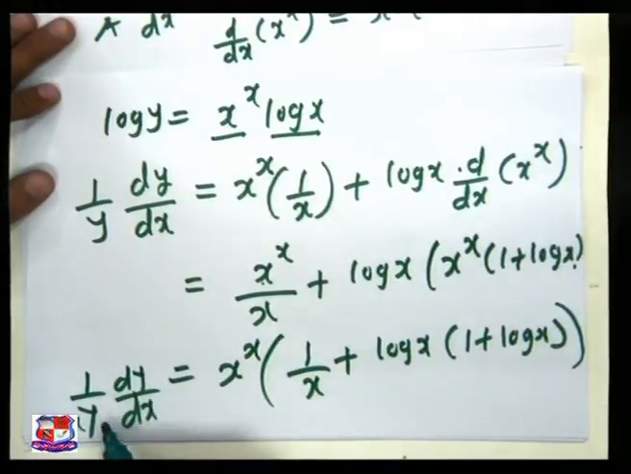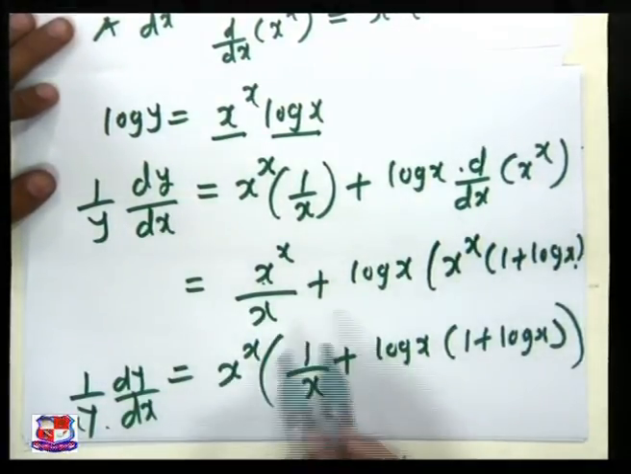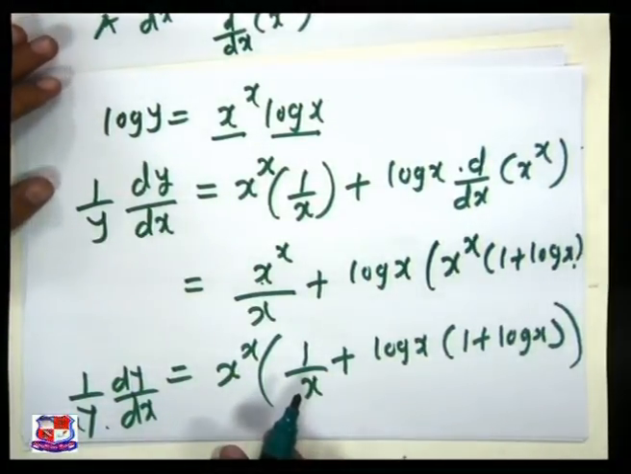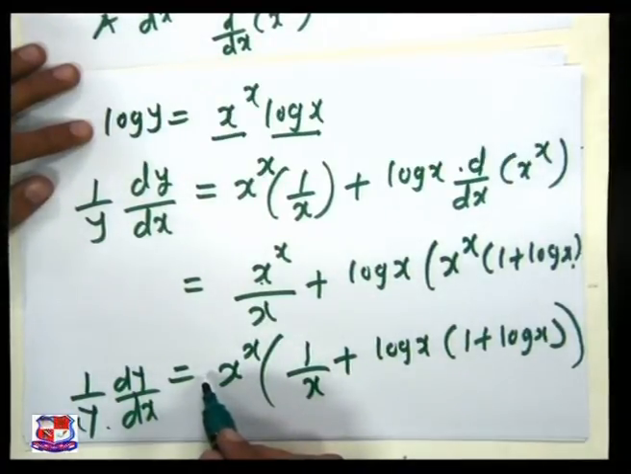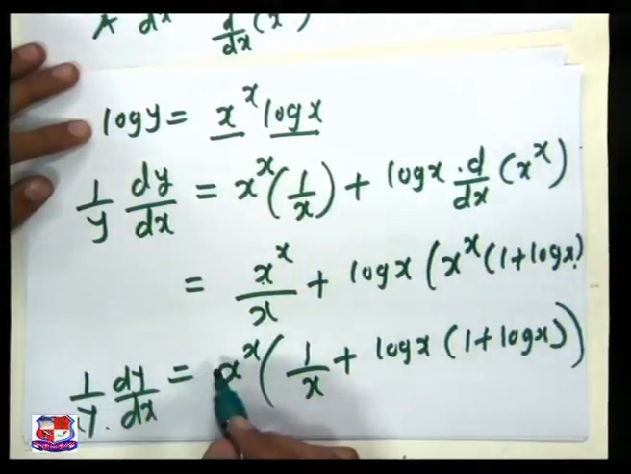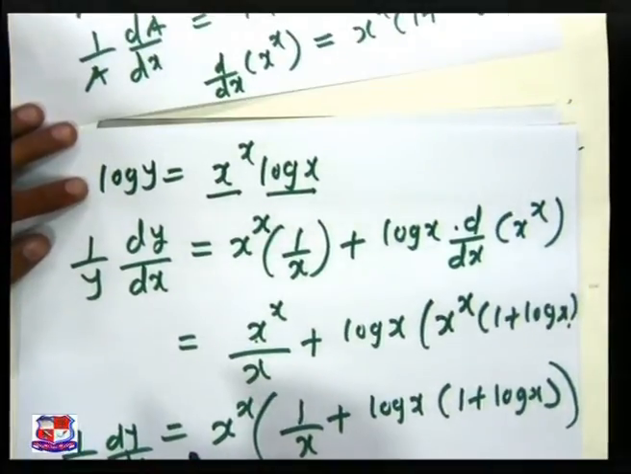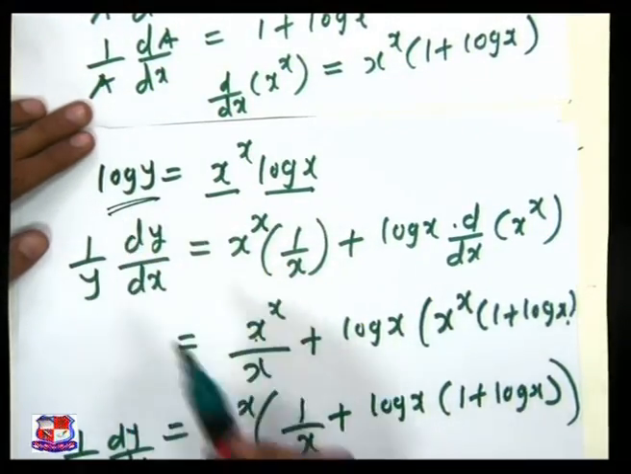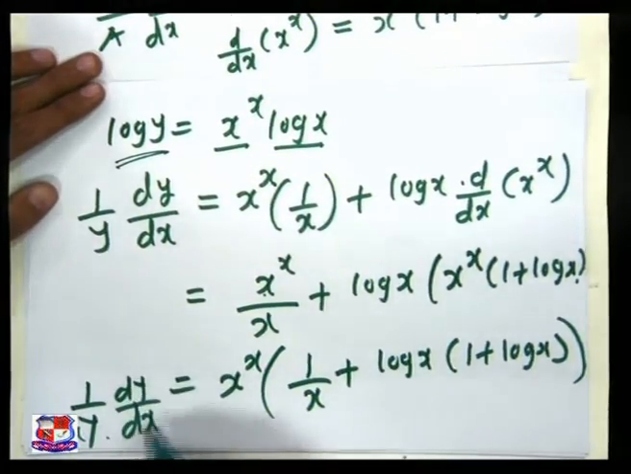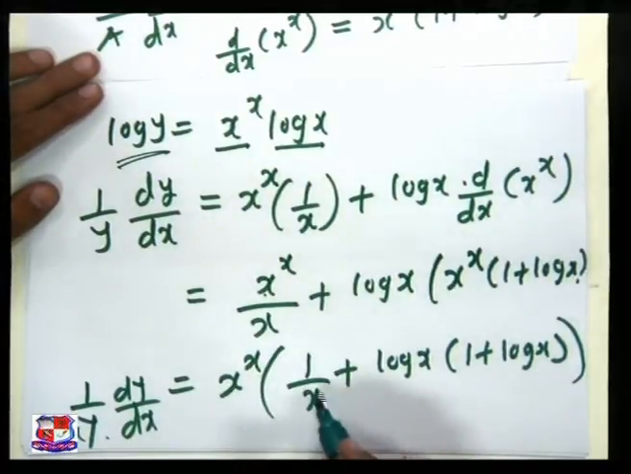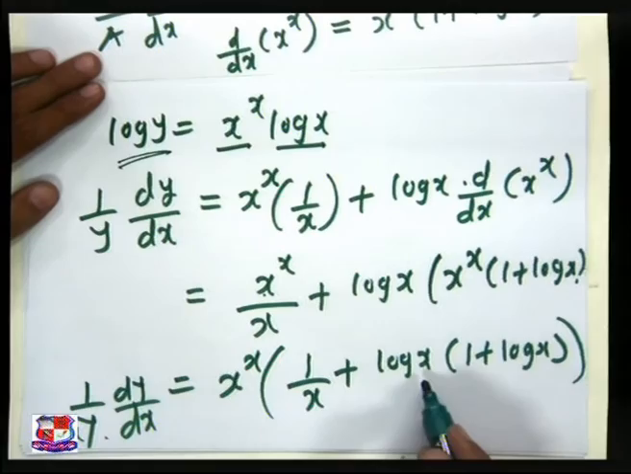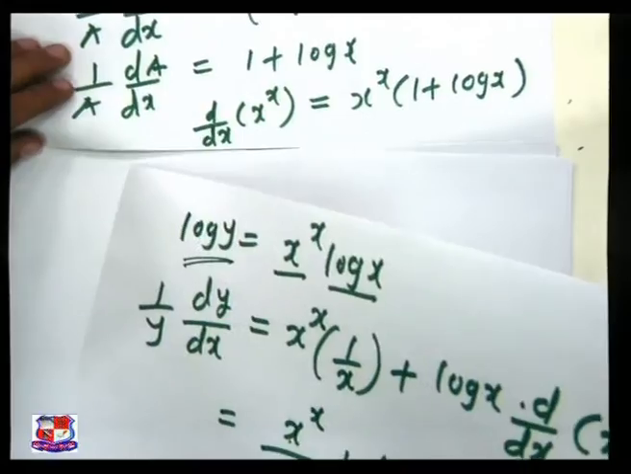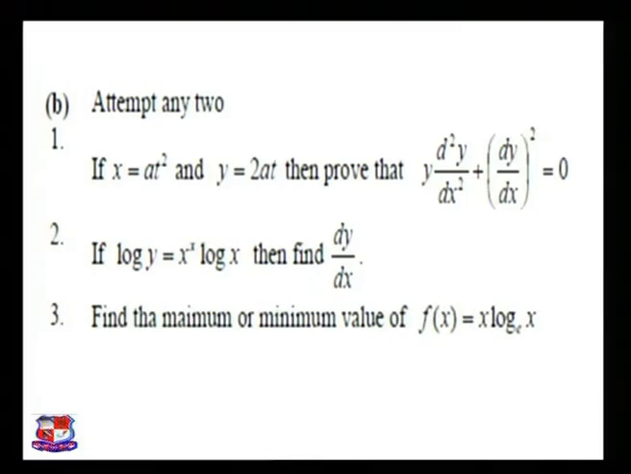So dy by dx is equal to y into x raised to x and into this bracket, right? So in this way we can find the value of dy by dx. Here if you want to find it in the form of x, then we need to put the value of y, and we can easily get the value of y from this one, and put here that dy by dx is equal to y into x raised to x into bracket 1 upon x plus log x into 1 plus log x. So this one is the solution of second example of 3b.